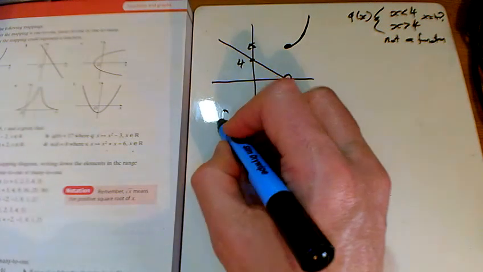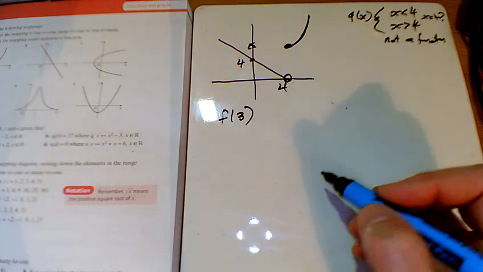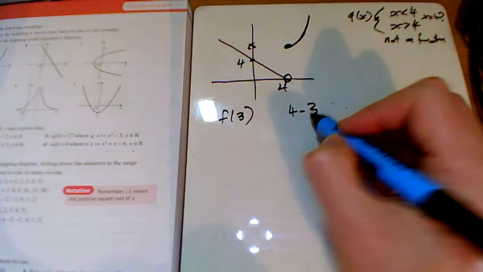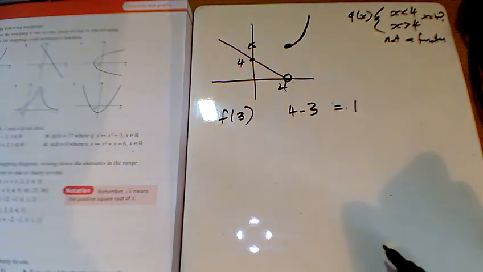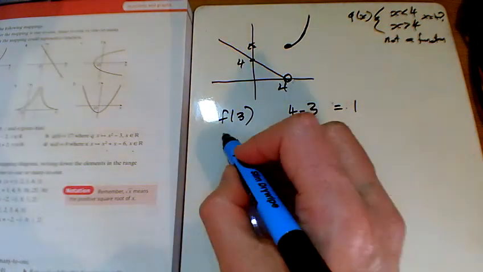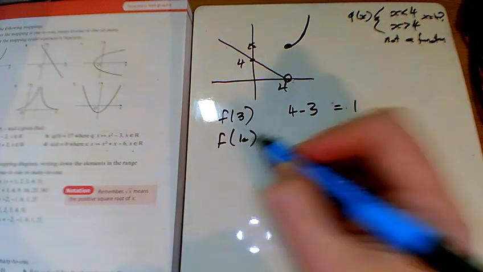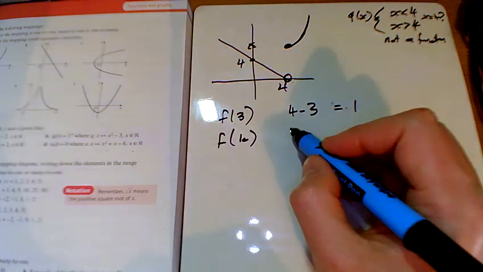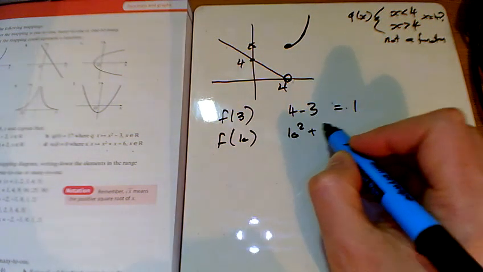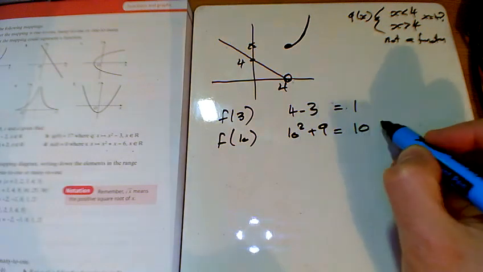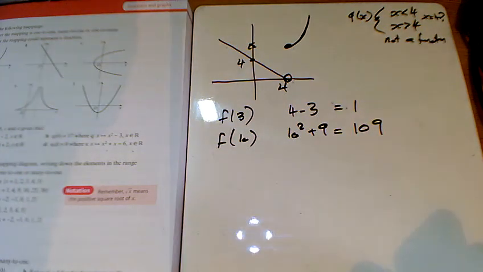We've been asked to find out what f of 3 is. Well, 3 is less than 4, isn't it? So we're just doing 4 take away 3, and so the answer to that bit's 1. If we're doing f of 10, well, 10's bigger than 4, so we're doing that in the squared part of it. So that one gives 109.